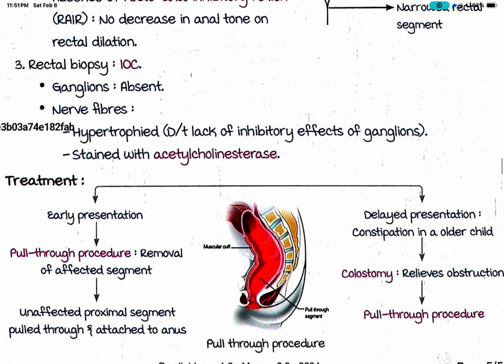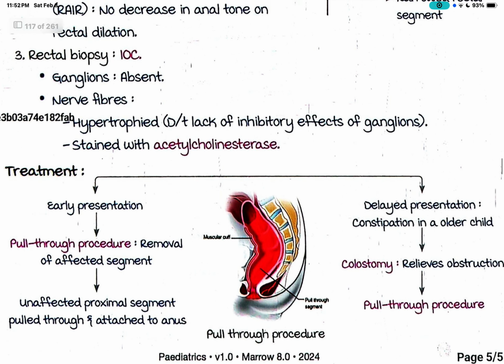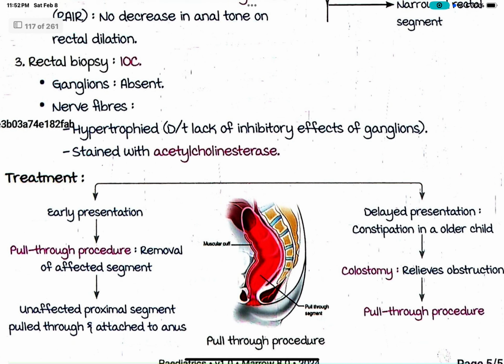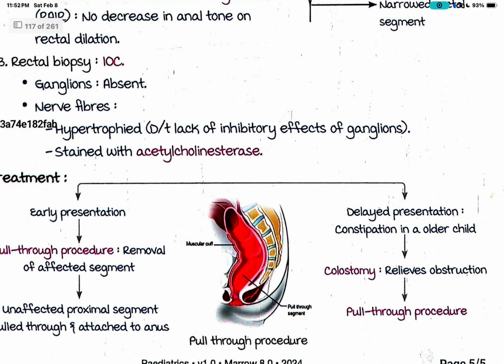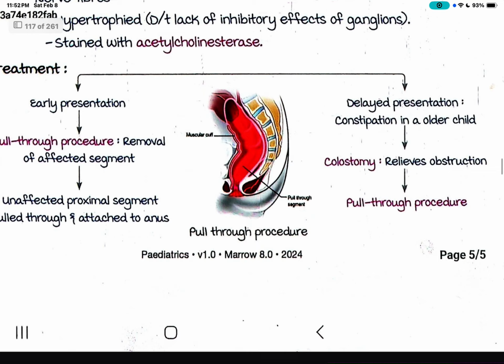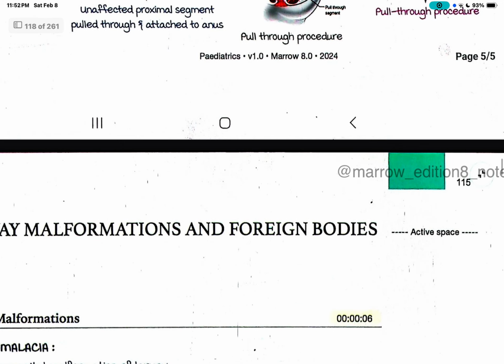Treatment: early presentation and delayed presentation. In early presentation, a pull through procedure: remove the affected segment, then pull the unaffected proximal segment through and attach to the anus. In delayed presentation, constipation in an older child, do a colostomy to relieve obstruction and then the pull through procedure.